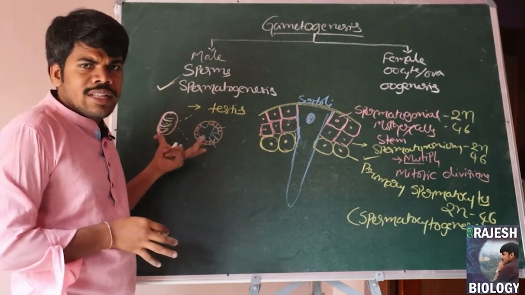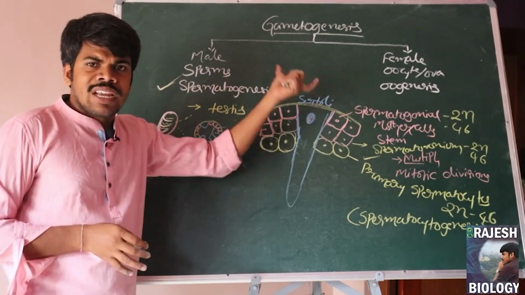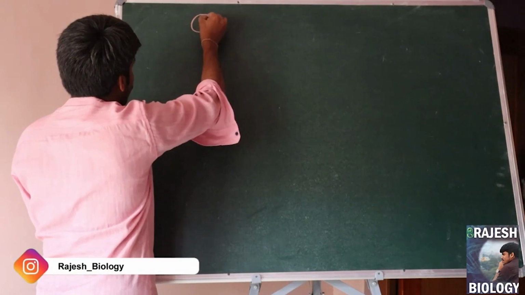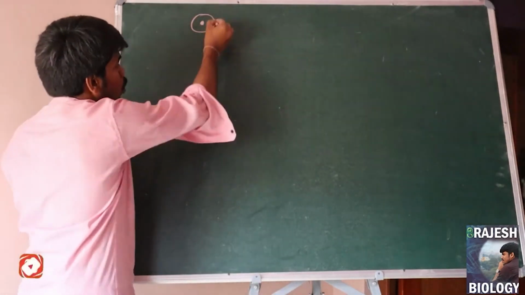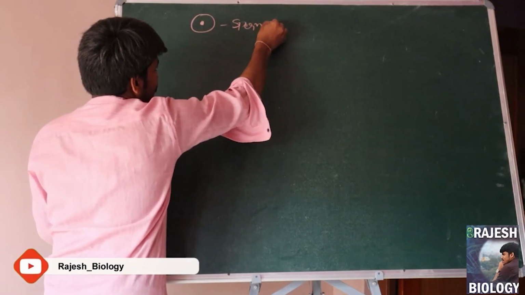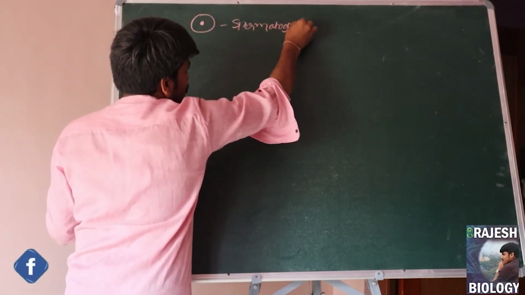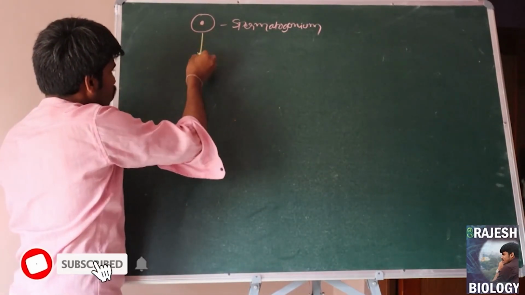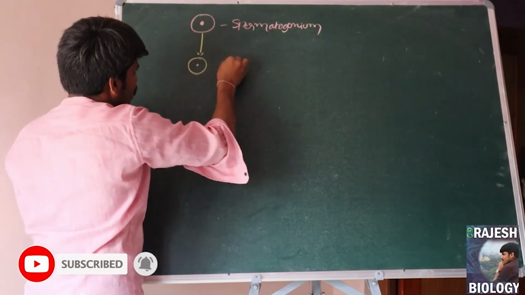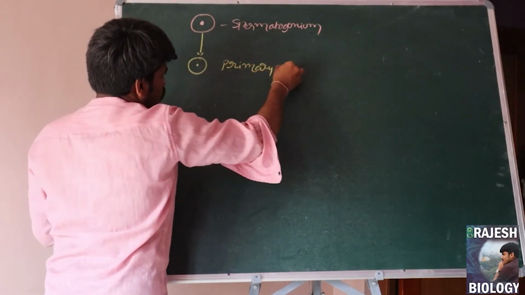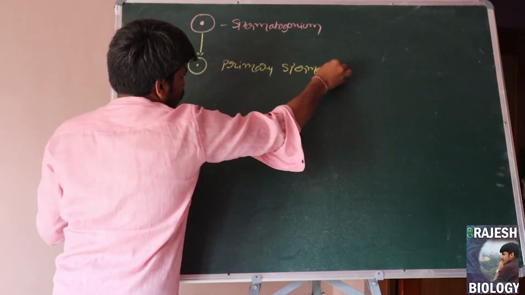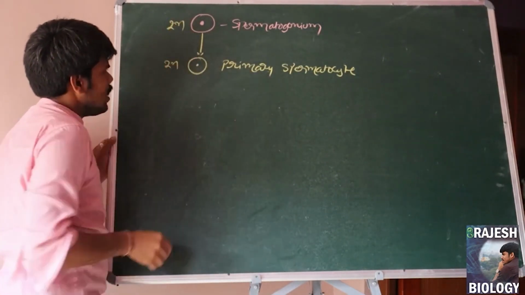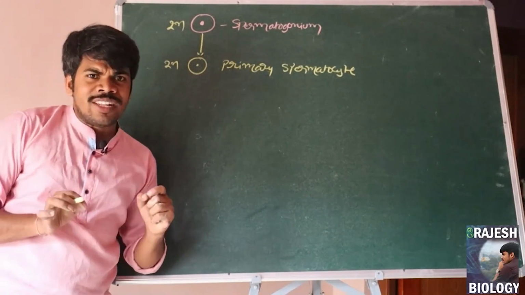So now I'll erase this and start with the primary spermatocytes and explain in a schematic presentation. First we will draw the spermatogonium, which is destined to form the sperm cells. The spermatogonium develops into the primary spermatocyte. And both of these are 2n. Now the process of meiosis begins.